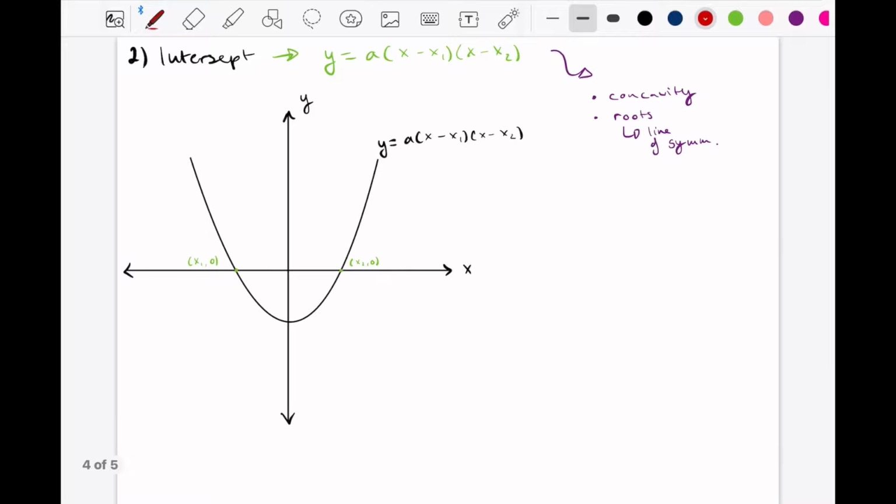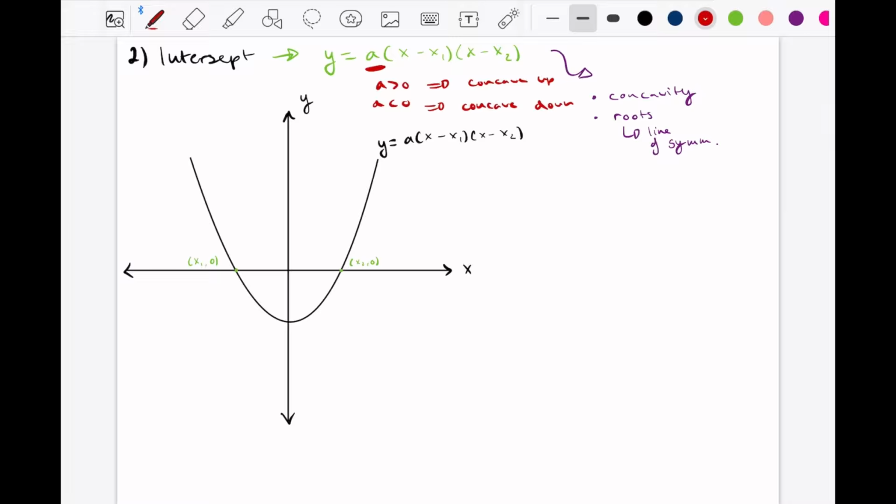Now let's move on to the intercept form, and this is where we have a times, in brackets, x minus x1, close bracket, and then in the other bracket, x minus x2, close bracket. And this is helpful in letting us see the roots. Of course, we can also see concavity based on this a right here. Again, if a is greater than 0, then we have concave up. And if a is less than 0, then we have concave down.